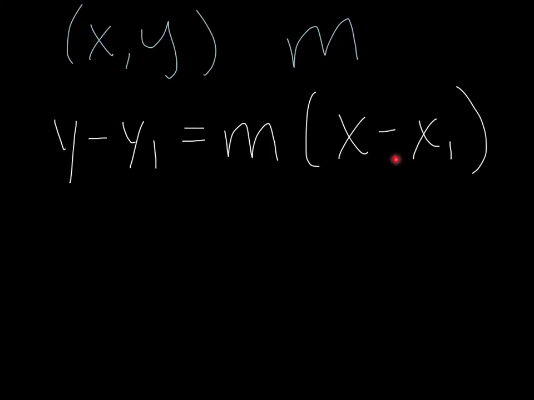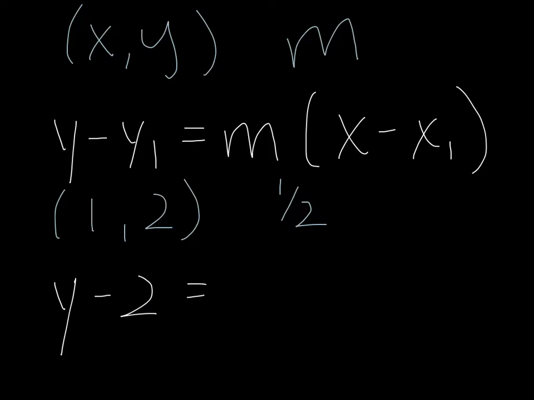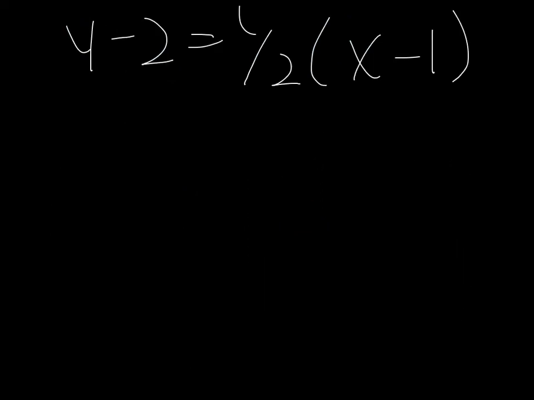Your y sub 1 and your x sub 1 are your points. M is your slope. So say that your point was 1, 2, and your slope was 1/2. Point slope form would look a little something like this. Y minus 2 equals 1/2 times x minus 1. Now from this equation, we can simplify. So y minus 2 equals 1/2 x minus 1/2.